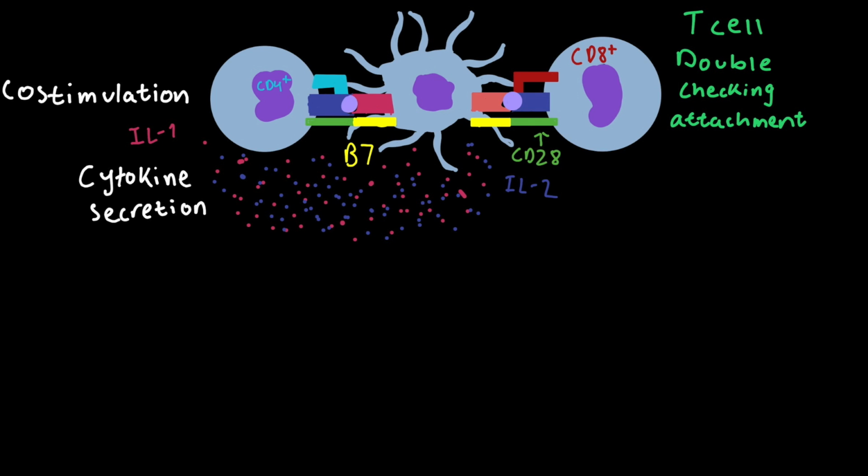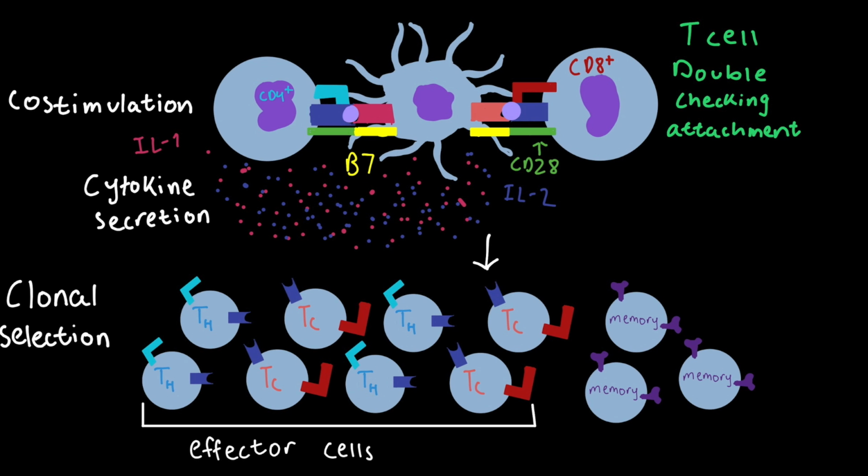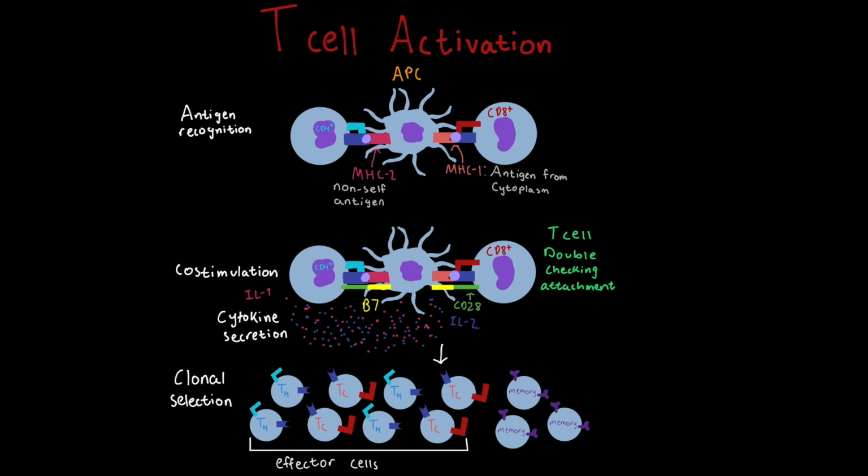secreted by helper T cells or antigen-presenting cells. These interleukins stimulate the proliferation and differentiation of T cells, which is known as clonal selection, creating helper T cells and cytotoxic cells, which are effector cells, as well as some memory cells.